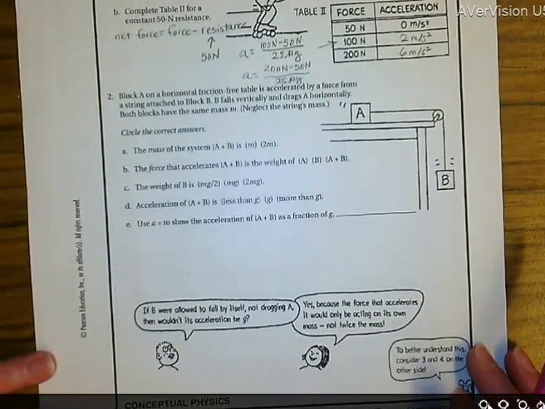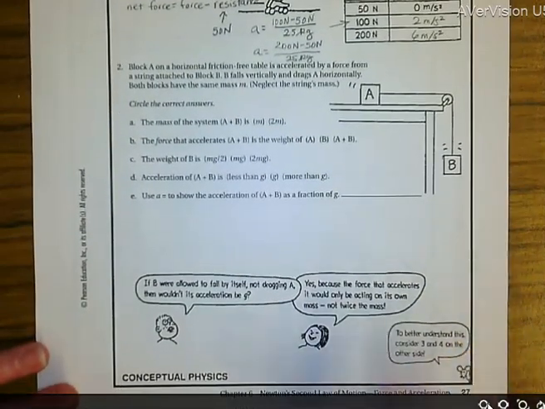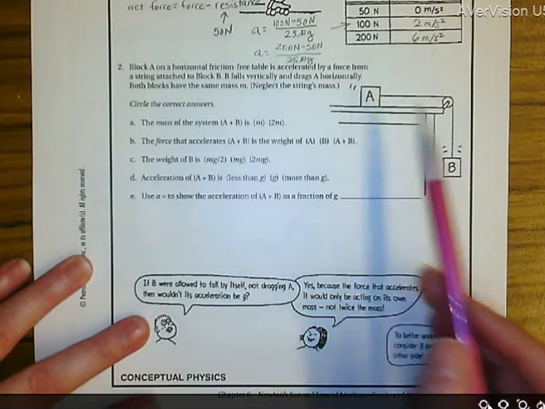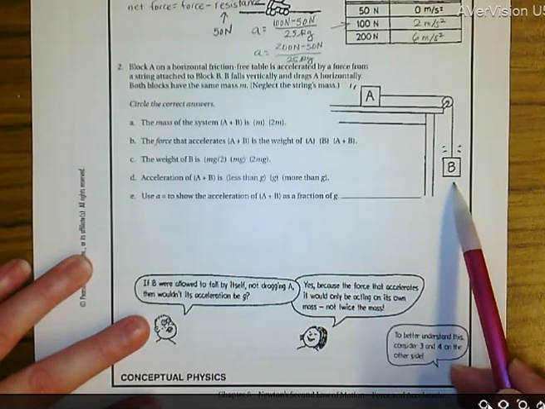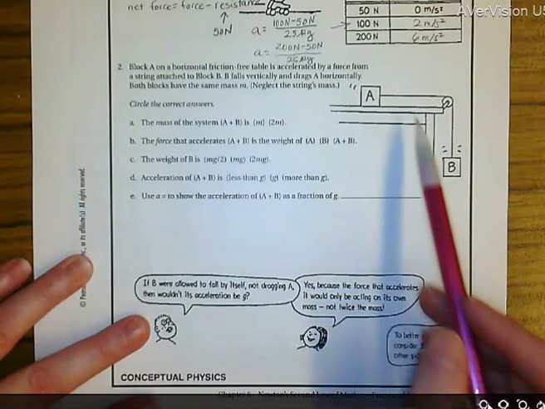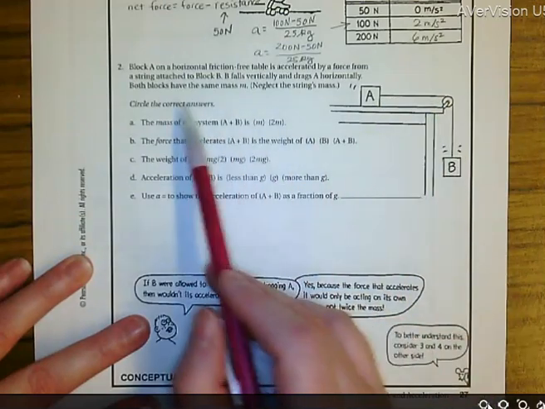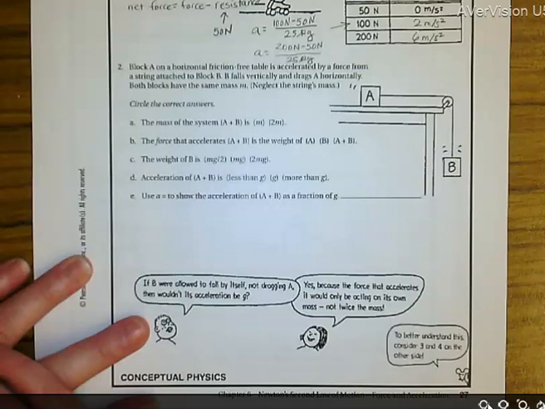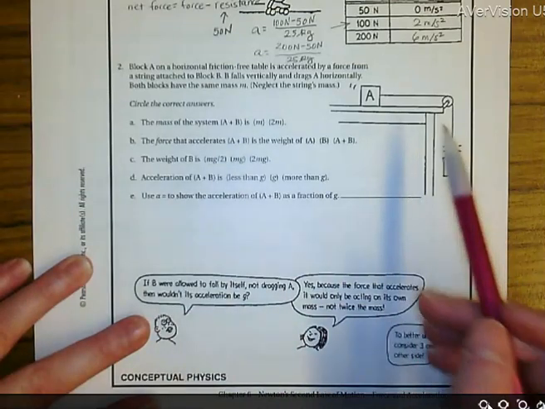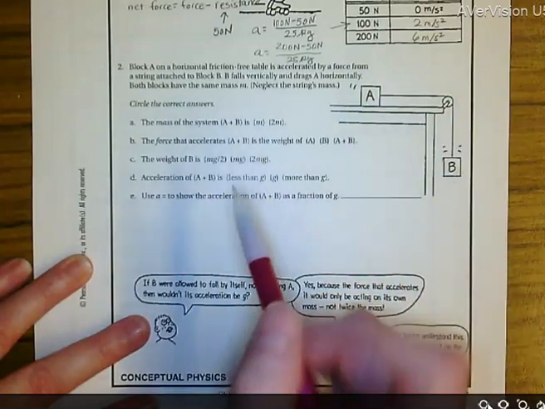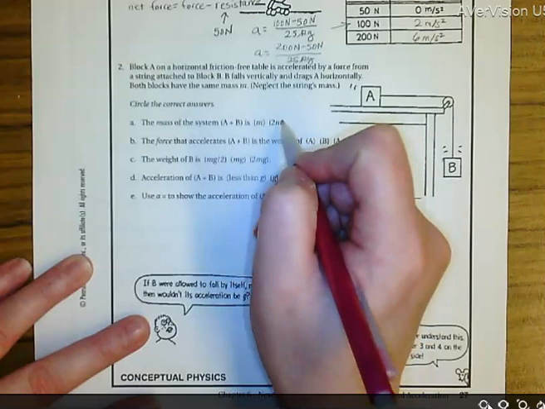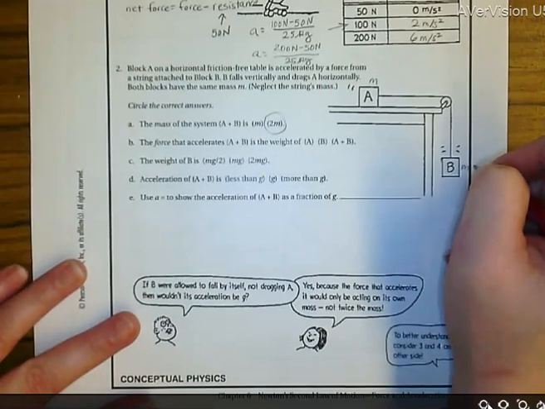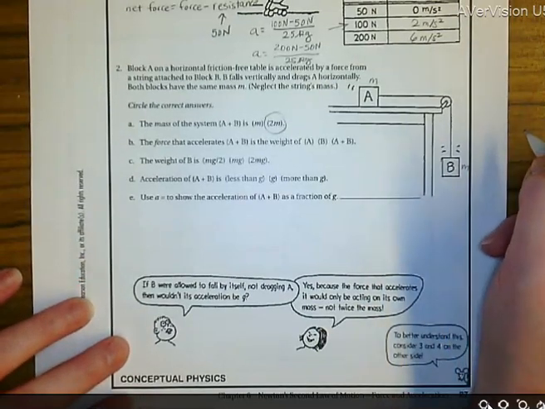All right, looking at question number 2 here. Block A on a horizontal friction-free table is accelerated by a force from a string attached to block B. B falls vertically and drags A horizontally. Both blocks have the same mass m. Neglect the string's mass. So it says the mass of the system. That means both of these, right? So the mass of the system, of A and B, is 2m, because the mass of this block is m and the mass of this block is m. So the mass of both of them together is 2 times m.